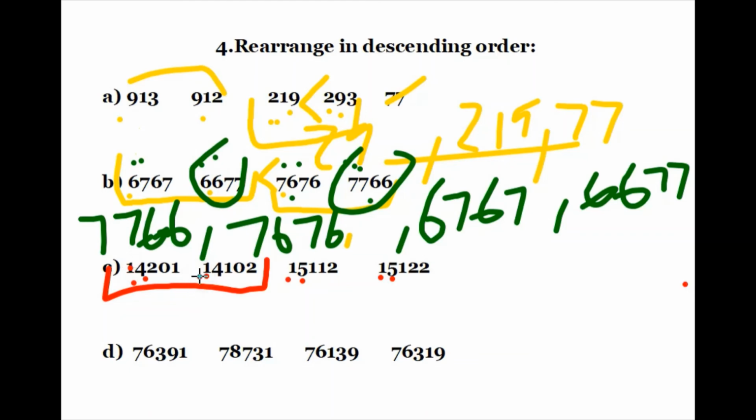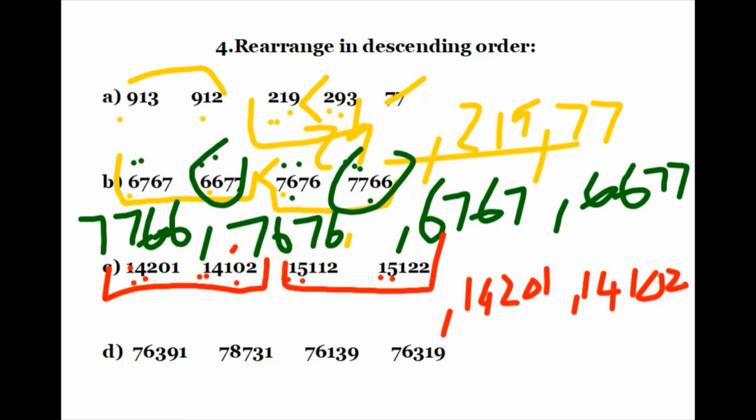So 1, 1, 4, 4, 2, and 1. 2 is greater than 1. So this number is the smaller one. So 1410 2. And this one goes right next to it. And between these two numbers, 1, 1, 5, 5, 1, 1, 1, 2. 1 is smaller than 2. So this one is our bigger number. It goes right in the beginning. And this one just falls in between.